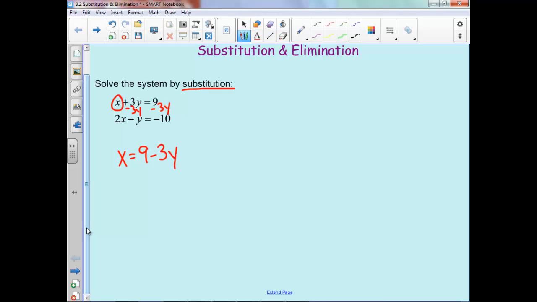We can now substitute this whole value in for the x in the other equation, because this is equal to our x. So now we would have 2, and instead of x, this whole expression, and then minus y equals negative 10. Notice now we only have one variable in our equation. Our one variable is y, so we can actually solve to get that y by itself.